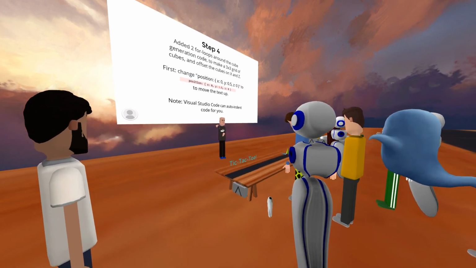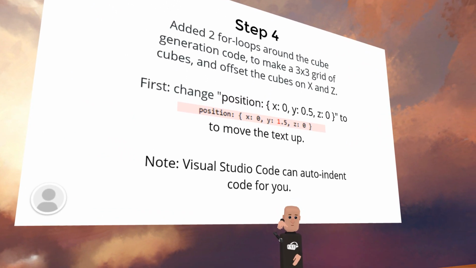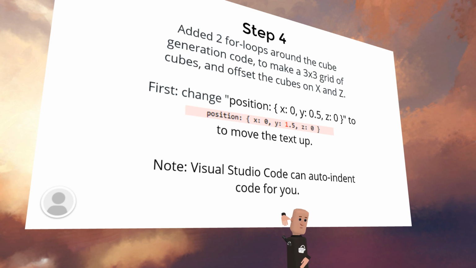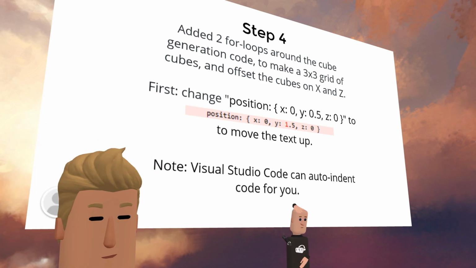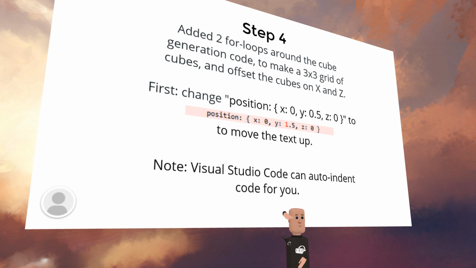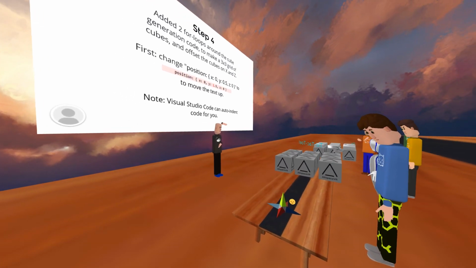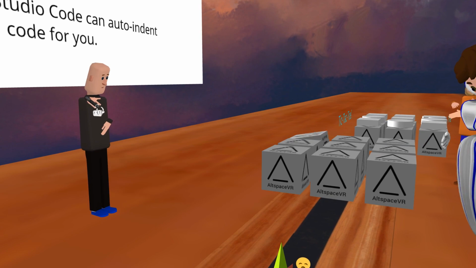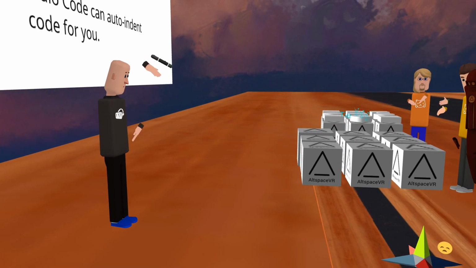So next up, this is where we're going to start to turn this into an actual game. Instead of having just one cube, we need 9 cubes, right? Tic-Tac-Toe has 9 fields, but it's not 9 cubes in a straight line. It's a 3x3 grid. So I had to create a loop to go through it. But the first thing I did was, because it was underneath the table, I moved the text up from 0.5 to 1.5. So now you can see the text is a little bit higher up here.